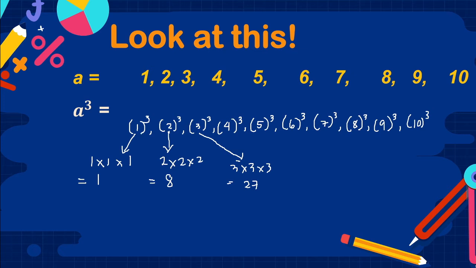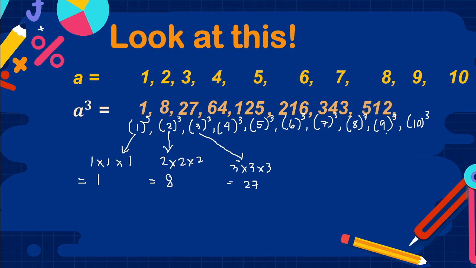So 1 quantity raised to 3 is 1. 2 quantity raised to 3 is 8. 3 quantity raised to 3 is 27. 4 quantity raised to 3 is 64. 5 quantity raised to 3 is 125. 6 quantity raised to 3 is 216. 7 quantity raised to 3 is 343. 8 quantity raised to 3 is 512. 9 quantity raised to 3 is 729. 10 quantity raised to 3 is 1000.